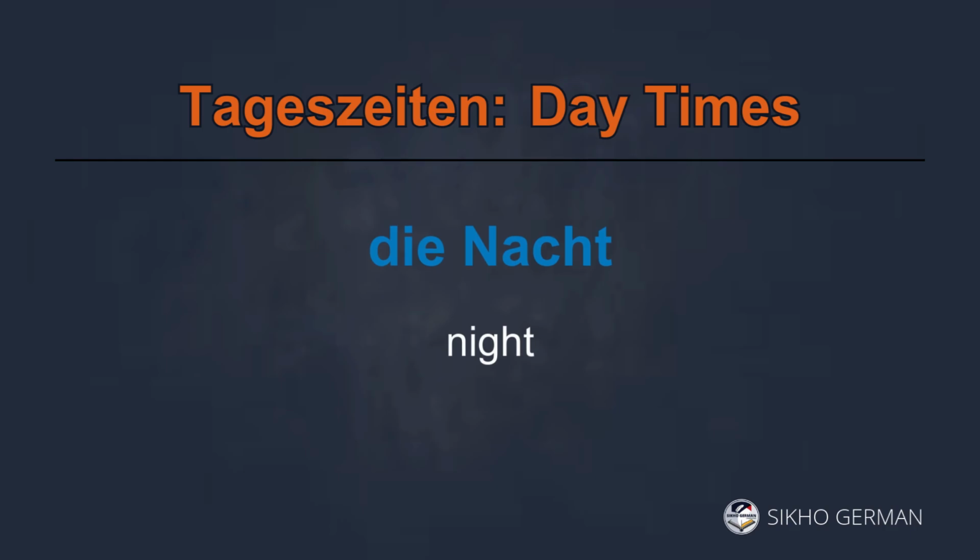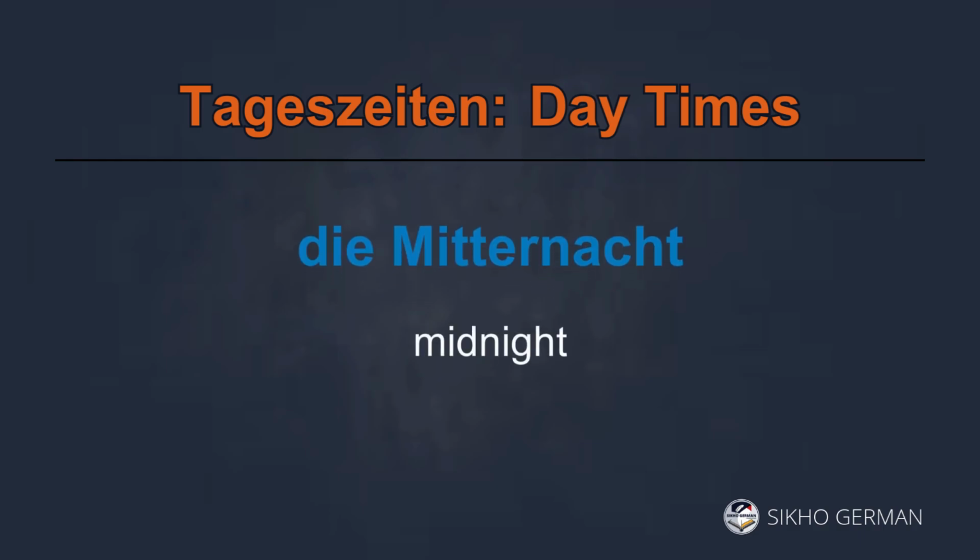Then we have die Nacht, which means night. This is when it's dark outside. Notice this one is feminine. It uses the article die. And finally, die Mitternacht. That's midnight. This is 12 o'clock in the middle of the night, exactly halfway between one day and the next. Mitte comes from the word for middle, so Mitternacht literally means middle of the night.